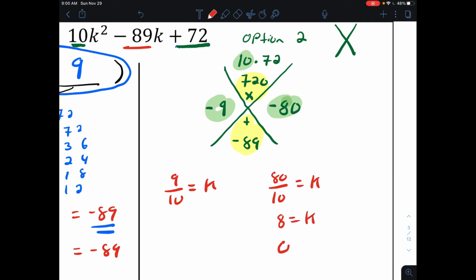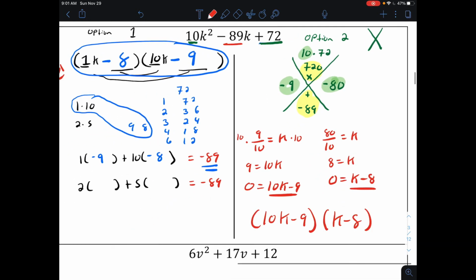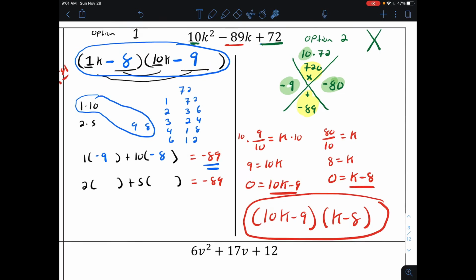We'll subtract that 8 over. I got 0 is equal to k minus 8. The fraction on the left, I'm going to multiply by the denominator since I can't simplify it any. 9 is equal to 10k. Subtract the 9 over. I got 0 is equal to 10k minus 9. And we have two factors here. So factored form of that would be 10k minus 9 times k minus 8, and that's the same thing we got by guessing and checking.